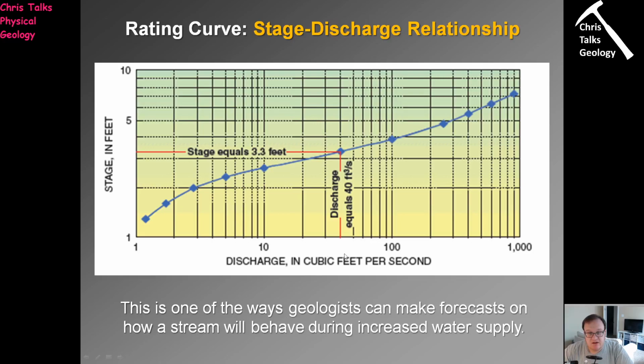You can go the other way. So if you say, right, I've got a discharge of 100 cubic feet per second, I can come up until I hit the line, I can come across, and I can say, right, well, my stage height is just below 4 feet.